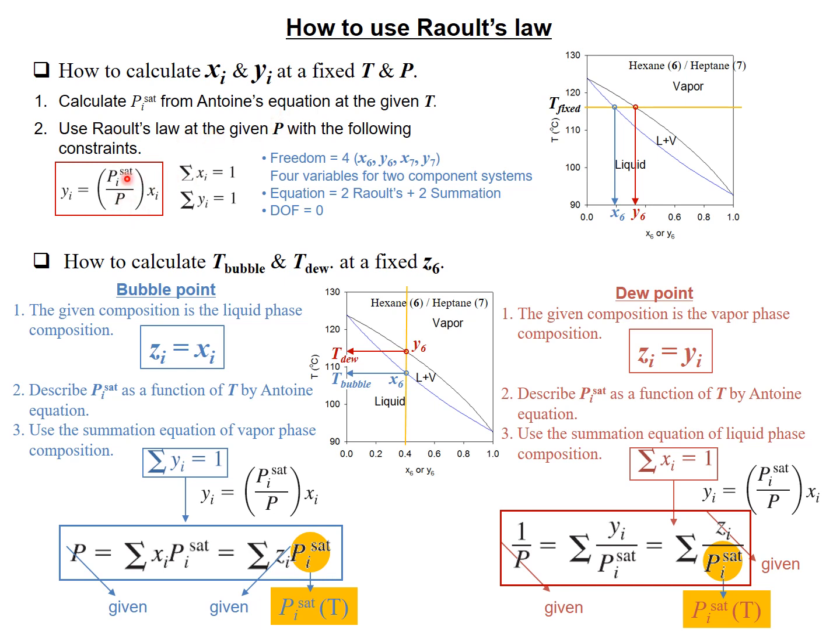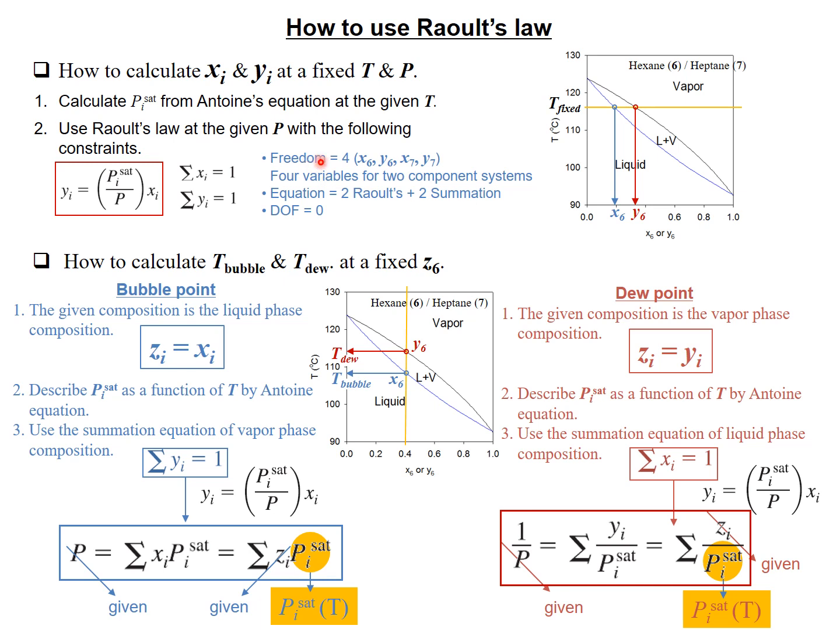Use Raoult's law at the given total pressure. So the pressure was given in the problem statement, so this is a constant value. And so you have Raoult's law for hexane, and also Raoult's law for heptane. So you have two equations, and two more equations are there. The summation of all x is equal to 1, and the summation of all y, the vapor phase composition, is equal to 1. So we have 4 equations: 2 Raoult's and 2 summation.